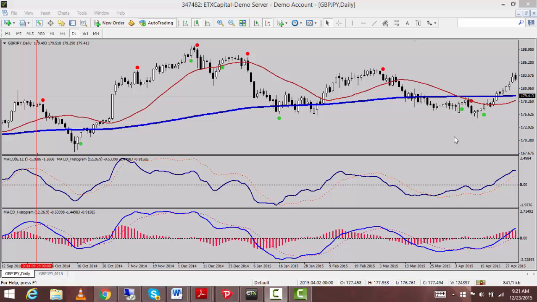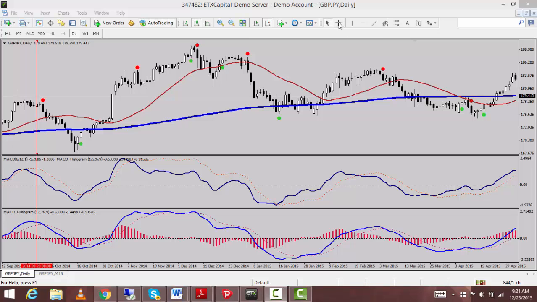The PDF explains it all pretty well. It's pretty straightforward, but I'll do this quick video to show you some examples on how I look at things. I'll start off on the Great British Pound Japanese Yen daily chart. Then I'll switch to the same pair on the 15-minute chart just to show you a couple of different sort of scenarios. So we'll look at the chart here.